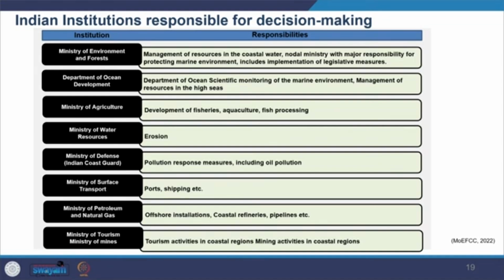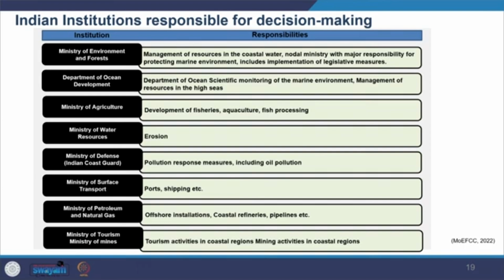You would also see the Ministry of Agriculture, which is responsible for fisheries, aquaculture and fish processing. And then you also find the Ministry of Water Resources, which is responsible to monitor erosion. Furthermore, you see the involvement of the Ministry of Defence in the Indian coast, like the Indian Coast Guard, who are responsible for taking pollution response measures, including oil pollution. So they are responsible for that. So you see the varied agencies which are involved.